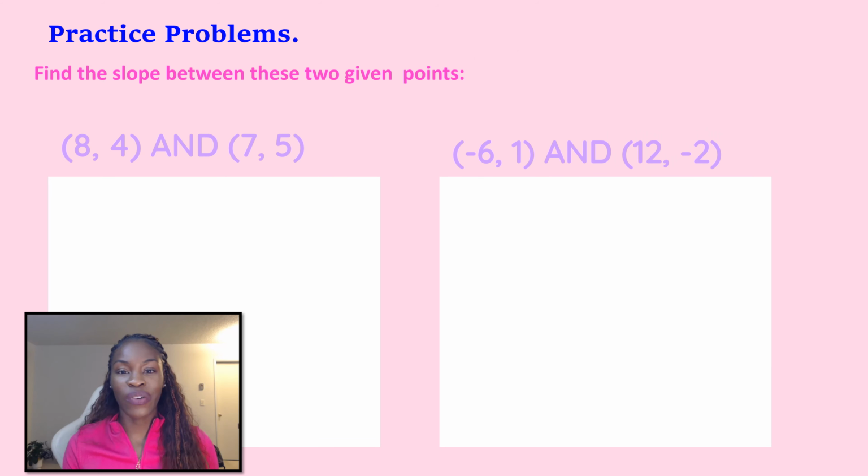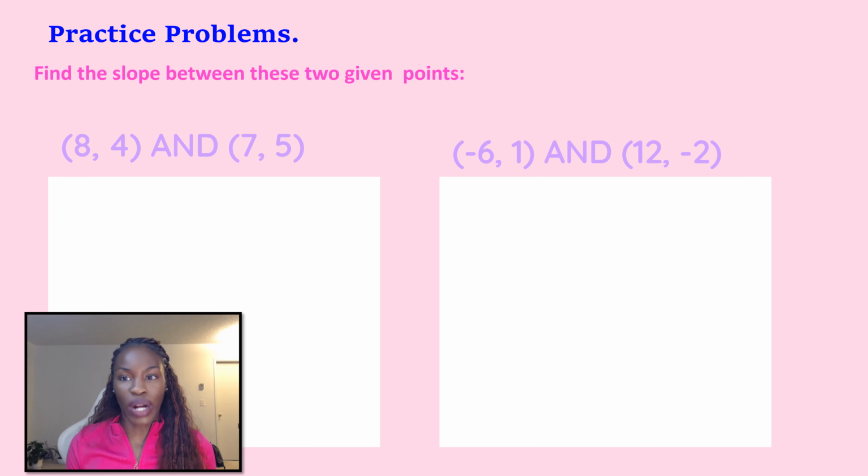So here we have some practice problems, and we're gonna go ahead and conquer them. Okay, so it says find the slope between these two given points. All right, let's do it. So we have 8, 4, and 7, 5. So before I even get into dealing with the formula, the first thing I like to do is label my points so that you know where to place these numbers.